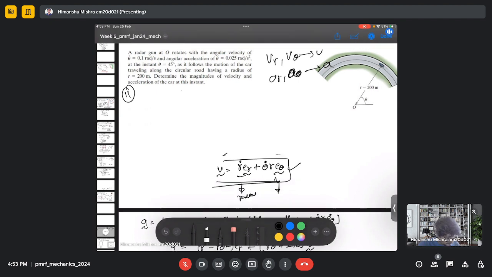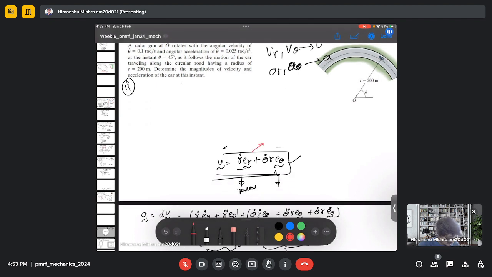From this vector we have Vr as r dot and V theta as theta dot r, and in the problem we have been given theta dot, which is 0.1, and theta double dot, which is 0.025 radian per second square.